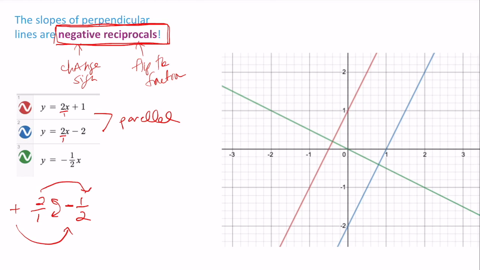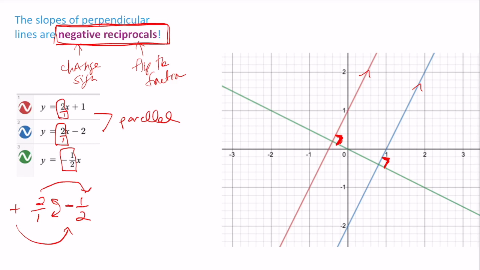And you can see over here, sure enough, the red and the blue lines are parallel. They're never going to cross. They have the same slope. But that green line crosses both of them at a 90-degree or right angle. And the way we can see that in the equation is that this slope is the negative reciprocal of these slopes, right?